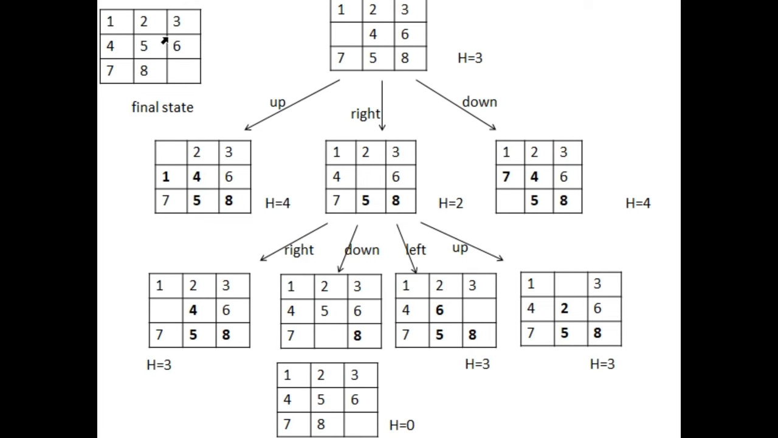So the path we got is: first we apply the right action, then we apply the down action, and then we apply the left action. Then we can achieve our goal state. So this is our path from initial state to goal state.